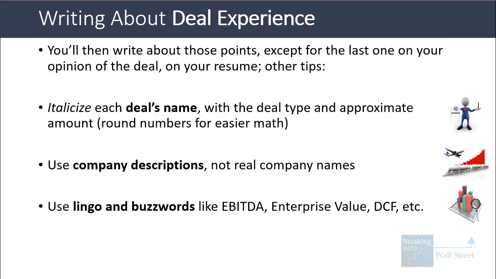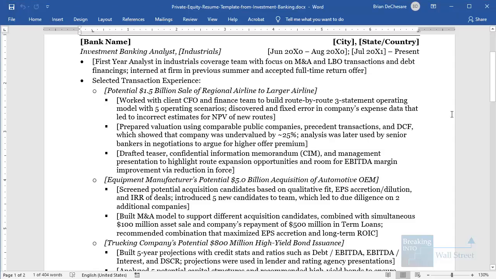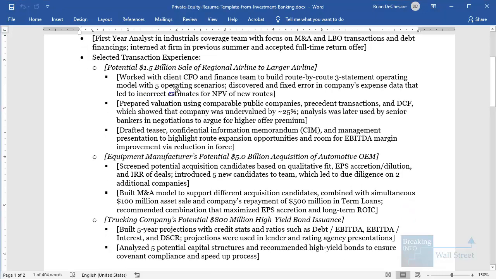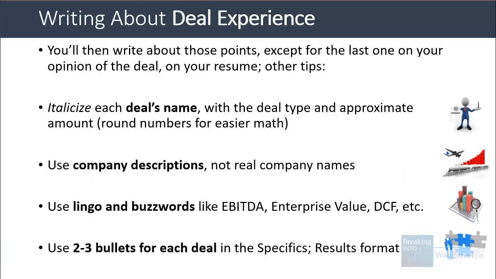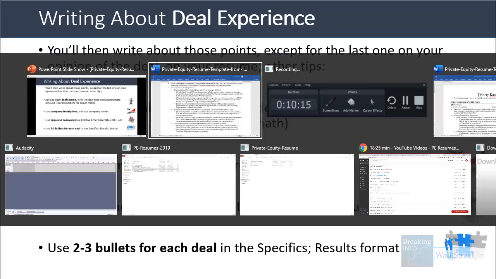Increasingly, computers are scanning resumes, so this will help there, but it'll also help with people who look at your resume and can tell that it's relevant immediately. And of course, you can tell that we're using things like NPV and operating scenarios and public comps, precedent transactions, and DCF and other language like this throughout. Finally, we recommend using 2 to 3 bullets for each deal in the specifics and results format.